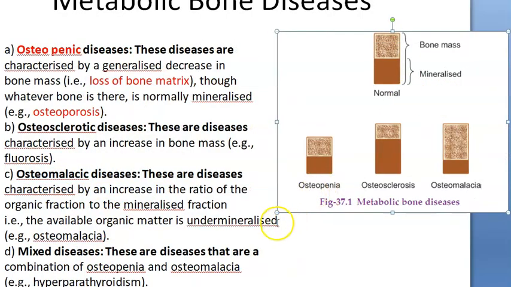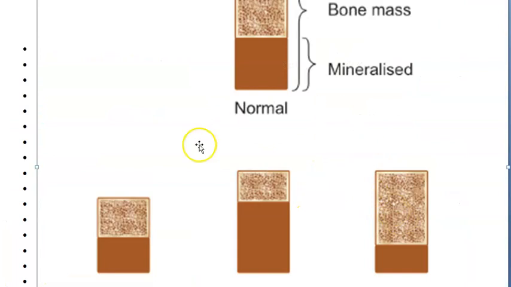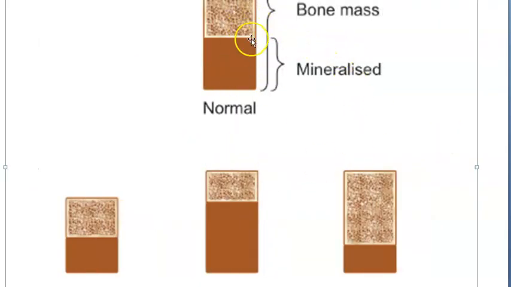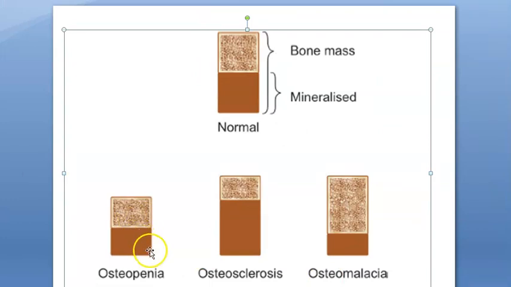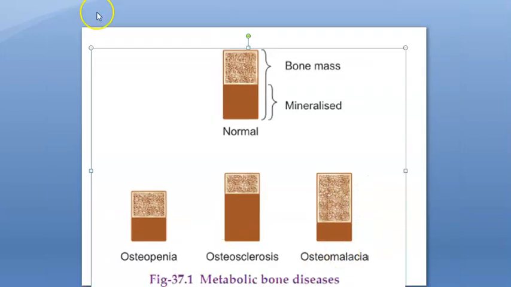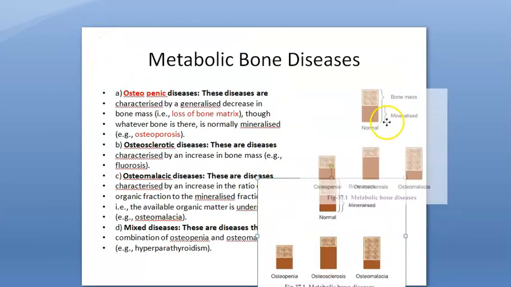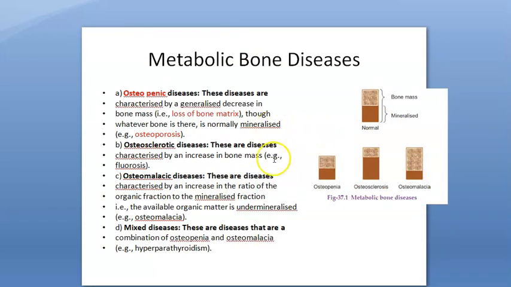Now, look at this image to understand. In the normal bone, there is bone mass and it is mineralized, right? In osteopenia, the bone mass has reduced. In osteosclerosis, the mineralized part has increased. In osteomalacia, the mineralized part has reduced. Osteomalacia usually will be because of vitamin D deficiency in adults, and even children can have it. If they have vitamin D deficiency, along with osteomalacia they can have rickets. So basically, did you get an introduction?